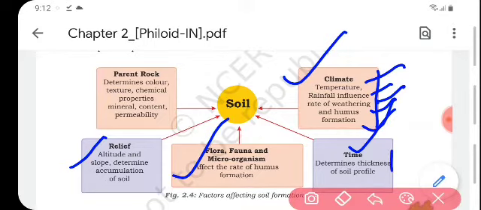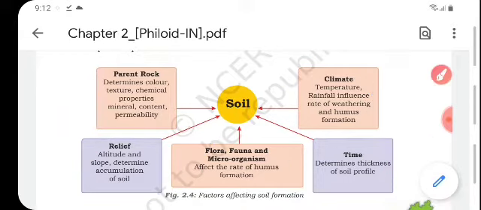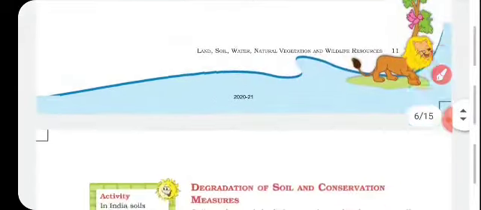Now the time determines the thickness of the soil profile. The flora, fauna and microorganisms affect the rate of humus formation. Relief, altitude and slope determine the accumulation of soil. If there is a high altitude and slope, it determines the quality or the formation of soil.